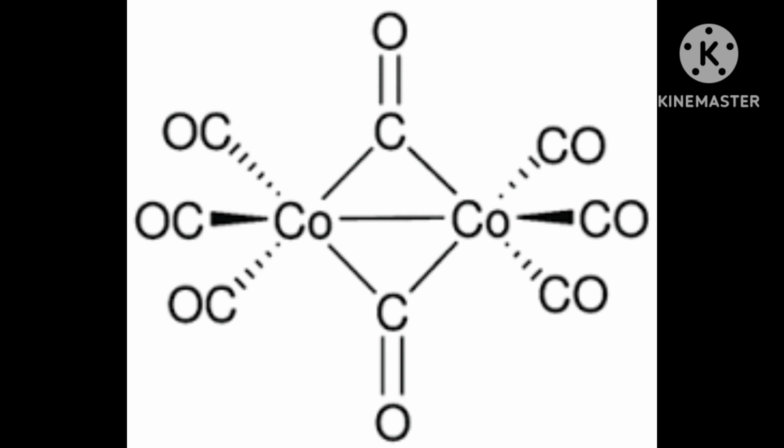Example, impure nickel. Impure nickel is converted to nickel tetracarbonyl, Ni(CO) whole 4, which is decomposed to yield pure nickel. Then see the application. Now next application I am telling you, coordination compounds are of great importance in biological systems.